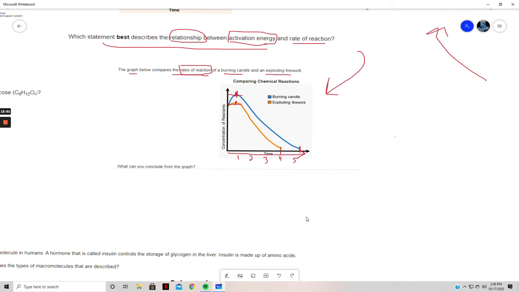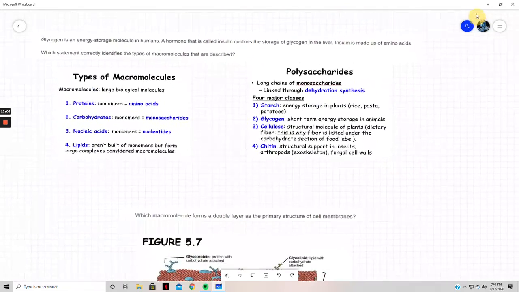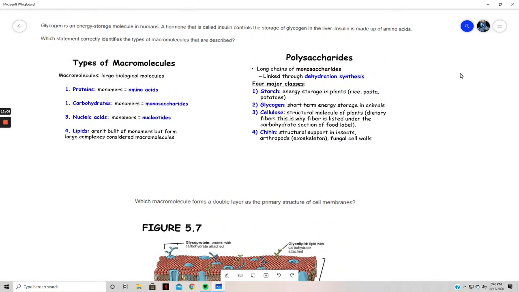Okay, so let's close this and move this down to the last two topics. And if we get our pen back up, you can see that we're talking about macromolecules here.